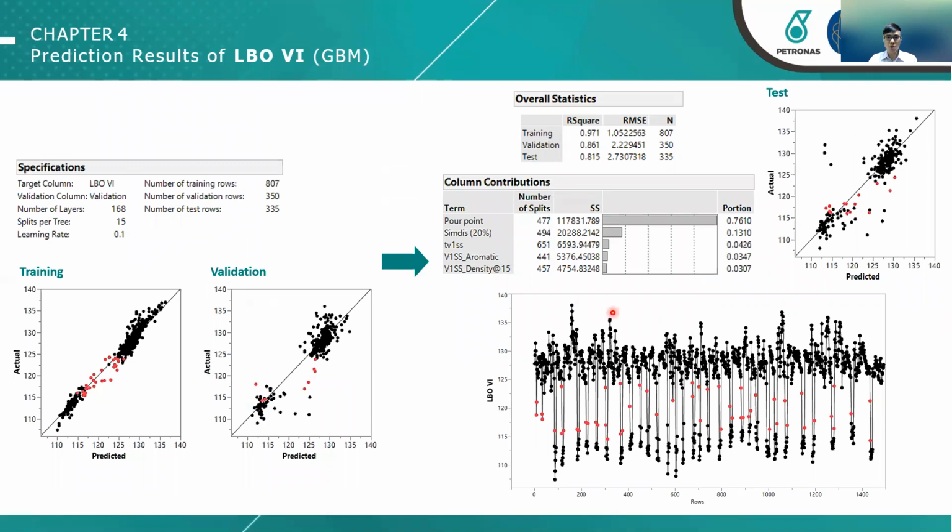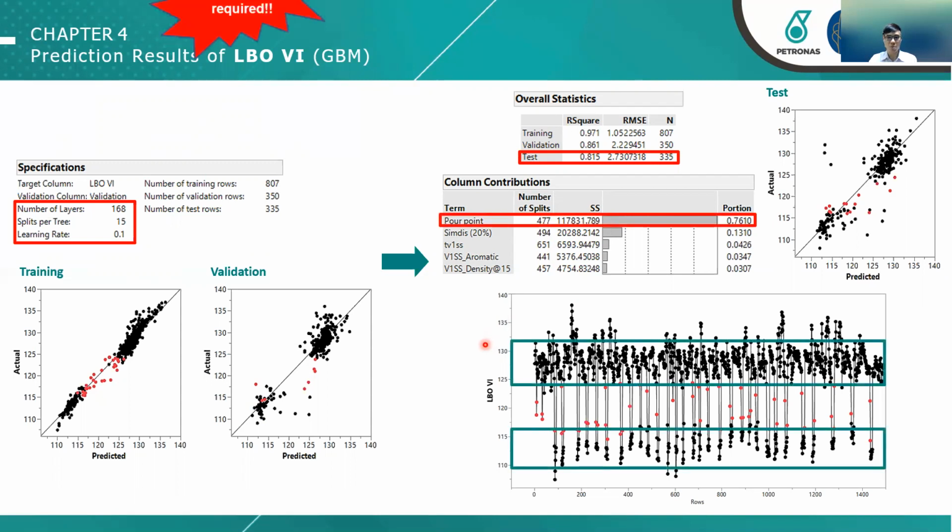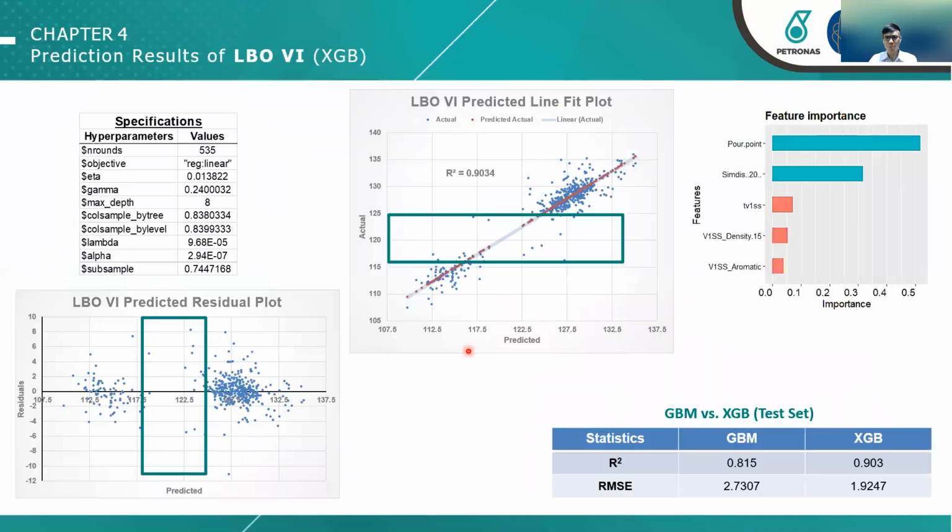Thirdly, the prediction of viscosity index using the GBM algorithm, an R-square of 0.815 is obtained for the test data set with pour point as the key predictor. For the case of VI, it is observed that there are 2 different clusters. Again, not much can be explained unless we have the specification data.